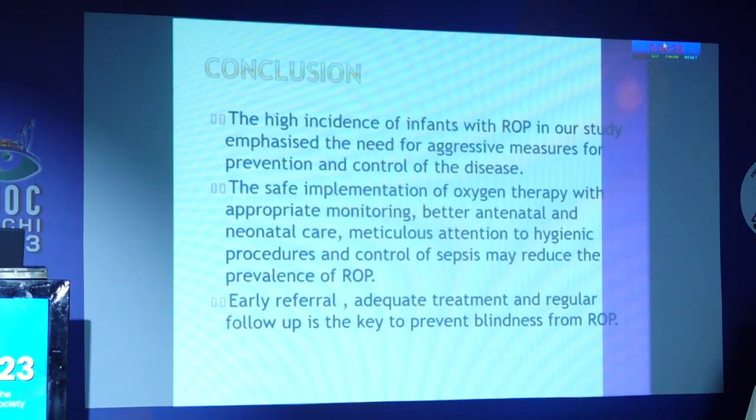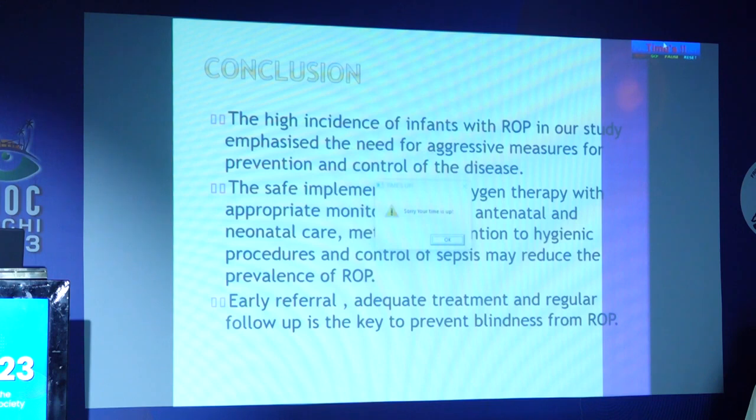So we can conclude that the high incidence of ROP in infants in our study emphasizes the need for aggressive measures for prevention and control of the disease. Safe implementation of oxygen therapy with appropriate monitoring, better antenatal and neonatal care, meticulous attention to hygienic processes, and control of sepsis may reduce the prevalence of ROP. Early referral, adequate treatment, and regular follow-up are necessary.